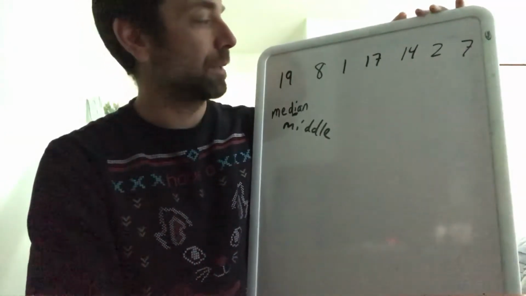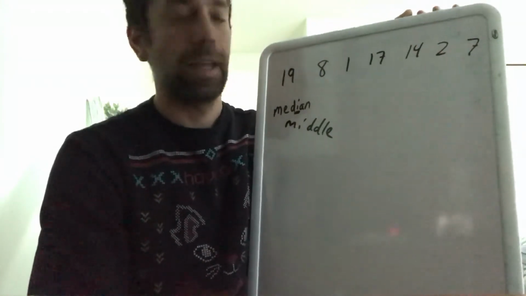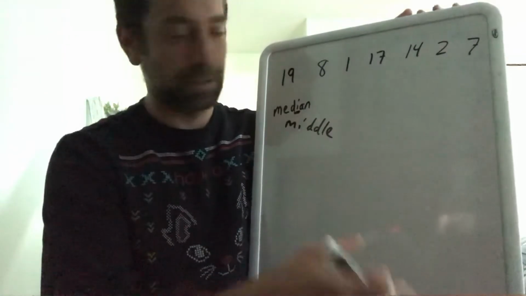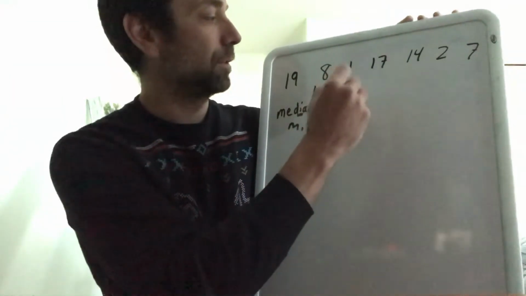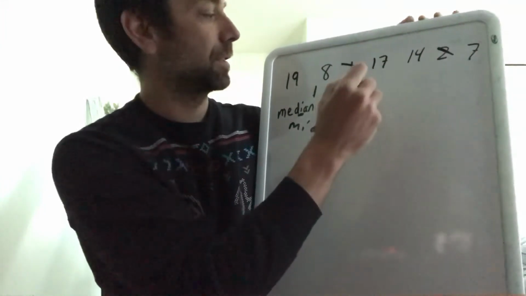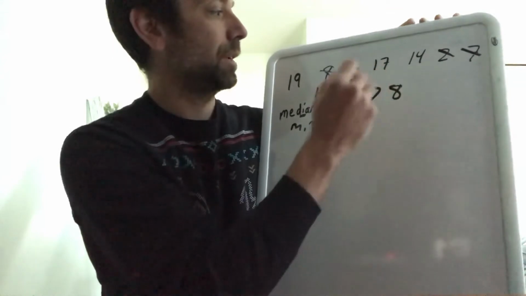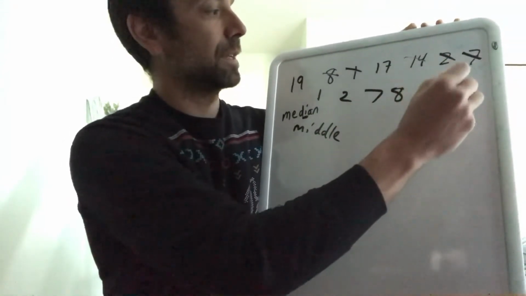So we're going to take a look at the median today, and I have our original set of data here from range. What we need to do to find the middle of our data is put everything in order. So I got my 1, I got my 2, and I'm still crossing things off as I go so I don't get confused or forget one. I got 7, I got 8, I got 14, I got 17, and 19.